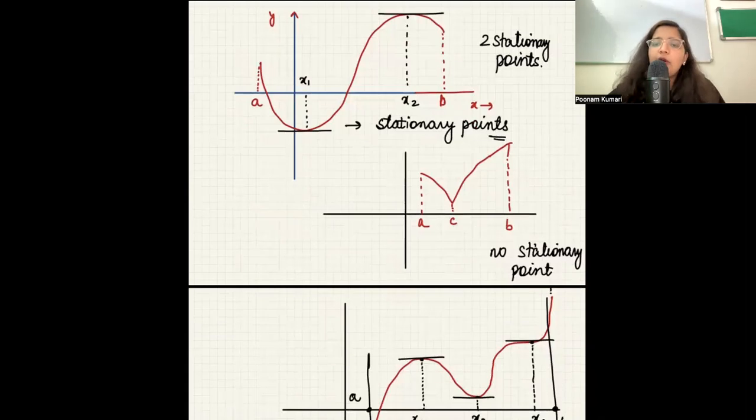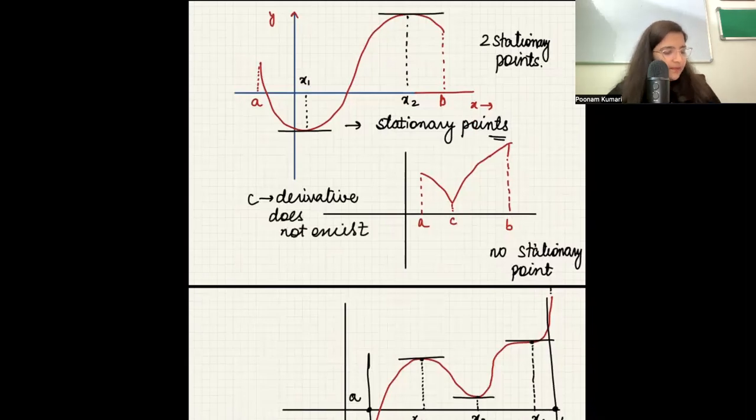If you talk about the minimum point in this particular interval, I see that C was my minima point. What is the property of C? At point C, your derivative did not exist, right? Now, if we see this point and this point, C was the point where we had the minimum value, and at this point the derivative did not exist.